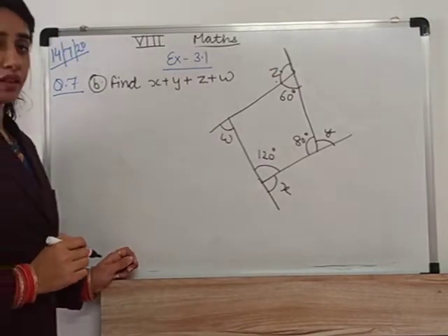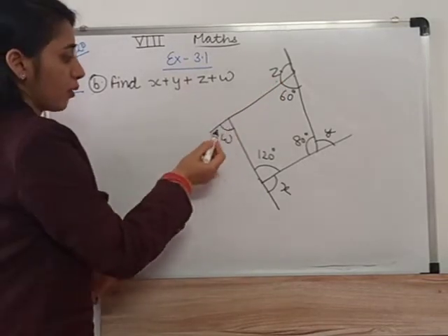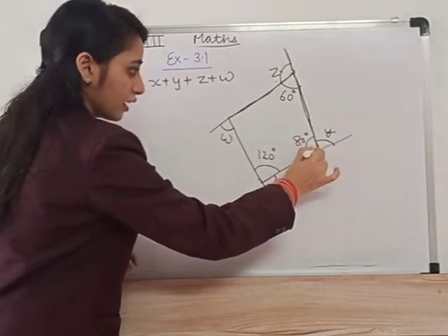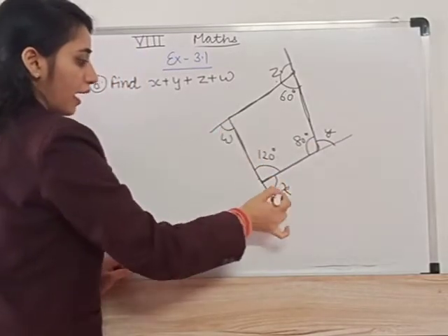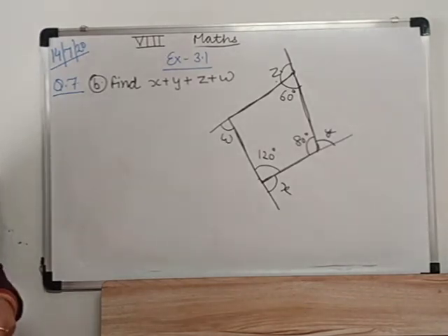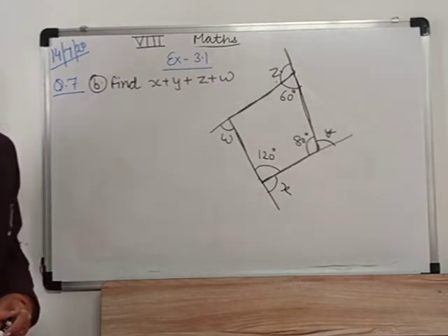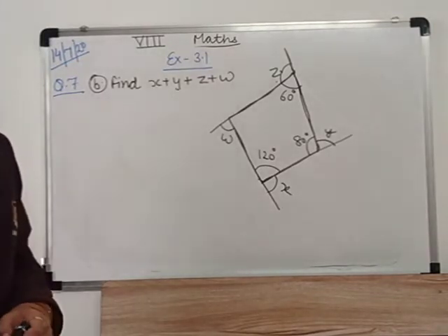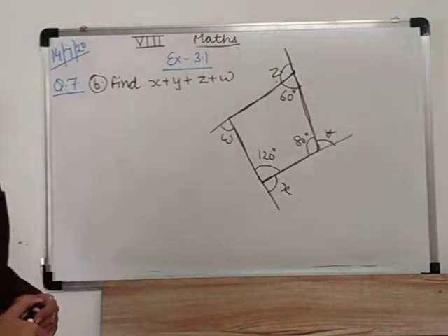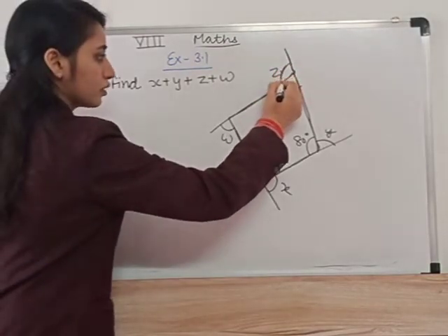Z is an exterior angle of this quadrilateral, w is also an exterior angle. All of x, y, z and w lie outside the quadrilateral, so these are all exterior angles of this quadrilateral. By using the linear pair property, the sum of a linear pair of angles is 180. We can solve this question also, so let's solve it one by one.